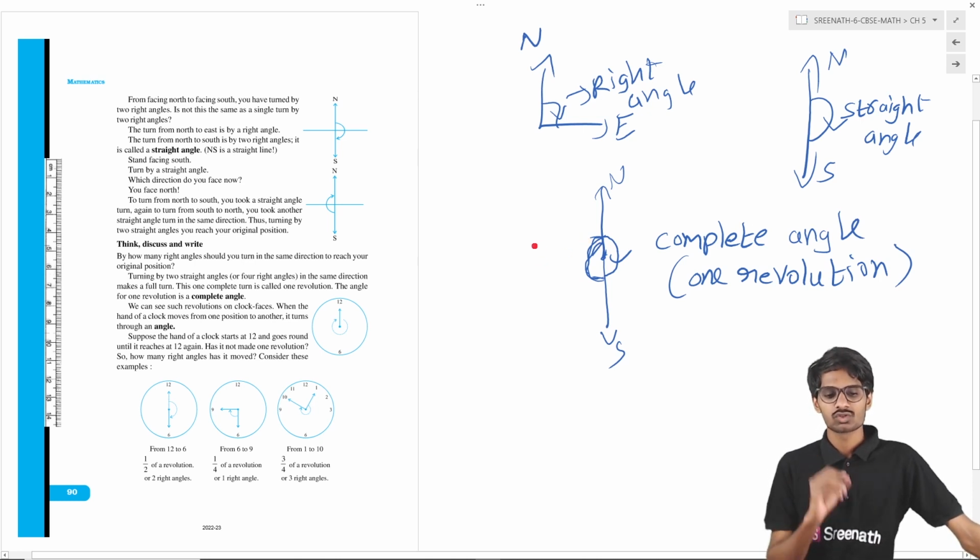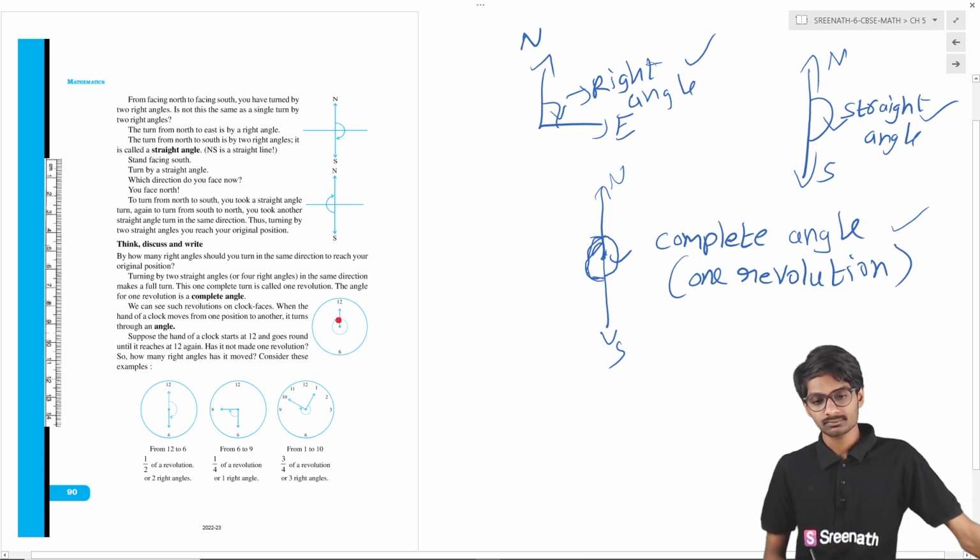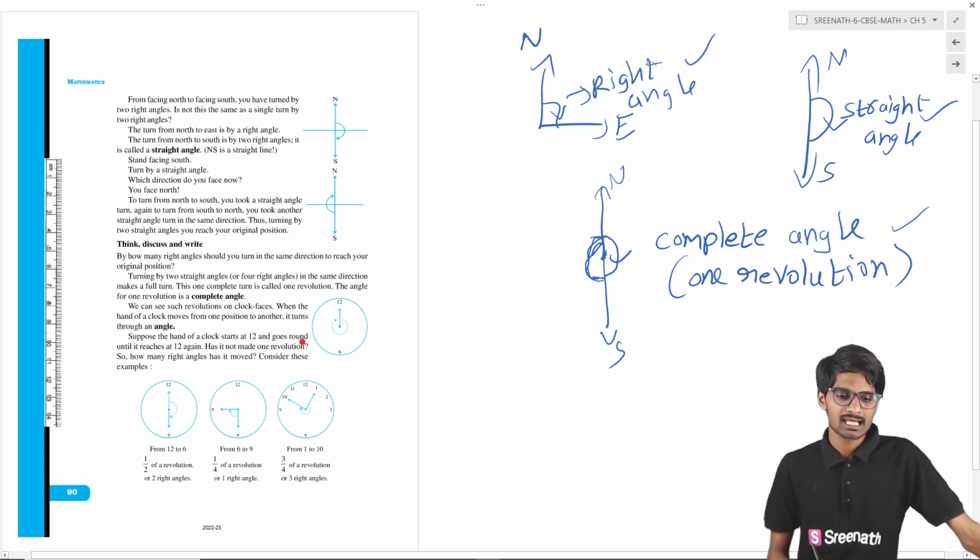Okay, students. So this is the difference between the right angle, straight angle, and complete angle. If you see, whenever our hour hand is at 12 and after 12 hours it will again come back to the 12, which means it has completed how much? It has completed one complete angle.